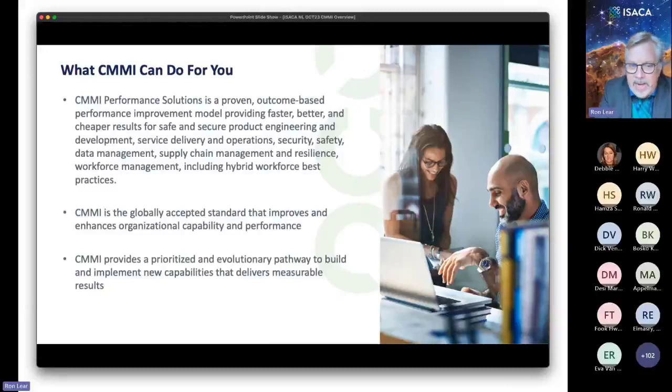And one of the big attractions and usefulnesses of CMMI is it gives you a very clear, prioritized evolutionary pathway to build your current or improve your current and build new capabilities, but that are actually giving you measurable business results. And that's a kind of a fundamental shift we made with 2.0 when we launched it back in 2018. I'll go into that more in just a minute.